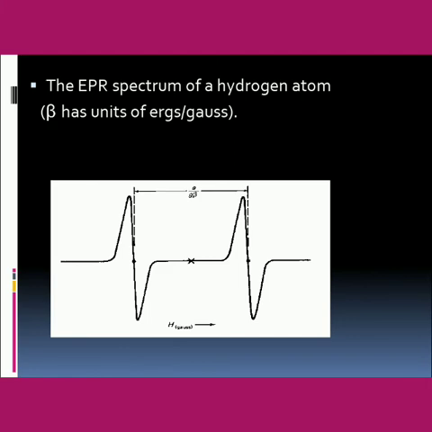The EPR spectrum of the hydrogen atom. Beta has units of ergs per gauss. Here, in the spectrum of the hydrogen atom, we see two peaks, and the space between the two peaks is given by A/gβ.